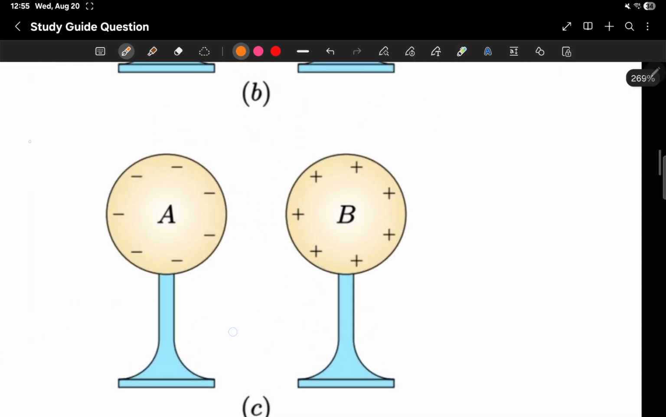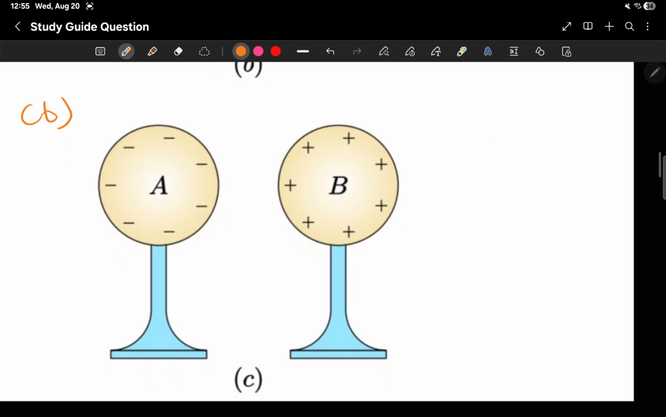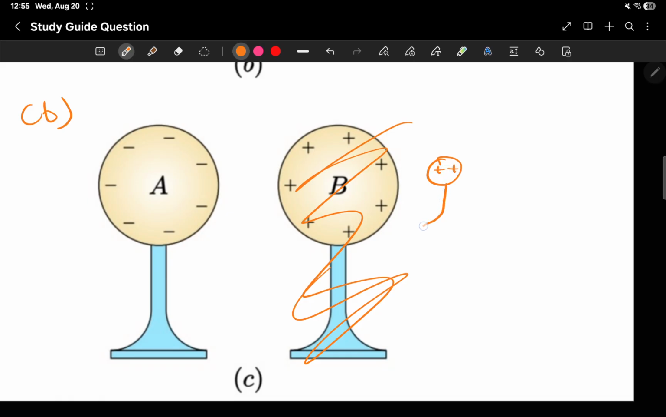So in part B, what we're being asked is, let's say sphere B, instead of being this massive, was a bit smaller, like this. What if it was this small, and sphere A was still that same size? Would the magnitude of the charges be different from each other? The answer is no, they wouldn't.